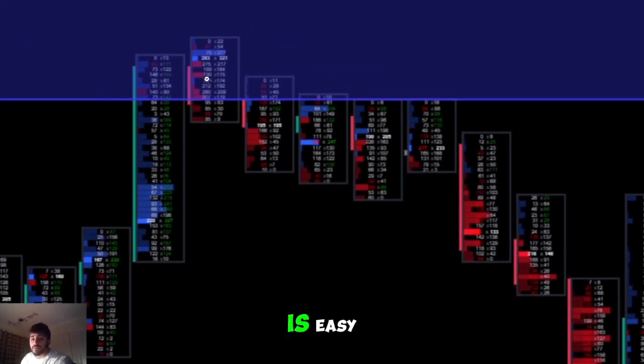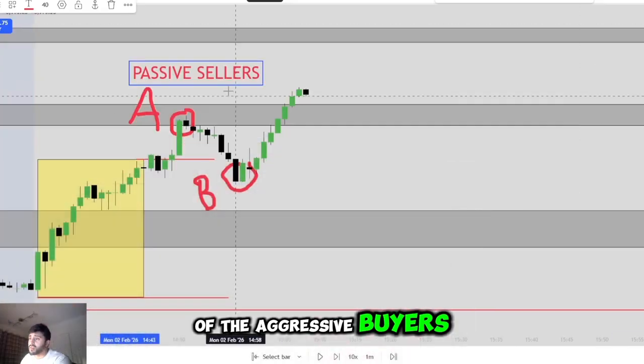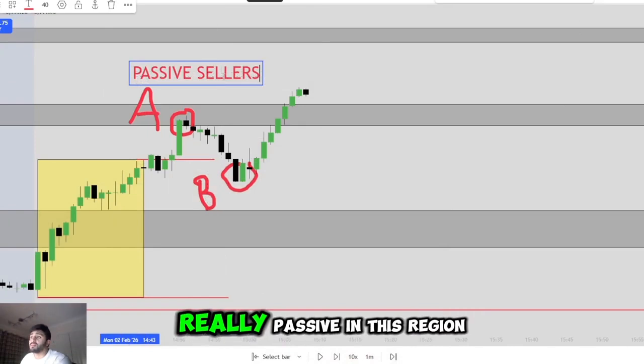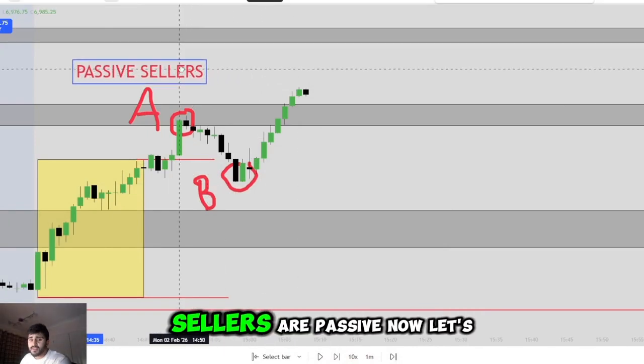Lower time frame order flow is easy once you understand the color code. Inside the key level, we see this initial rejection of the aggressive buyers, which means that sellers are really passive in this region, right? Sellers are passive.